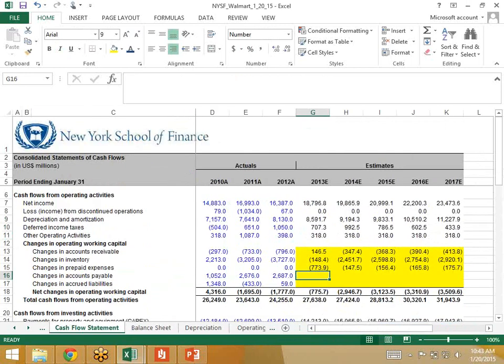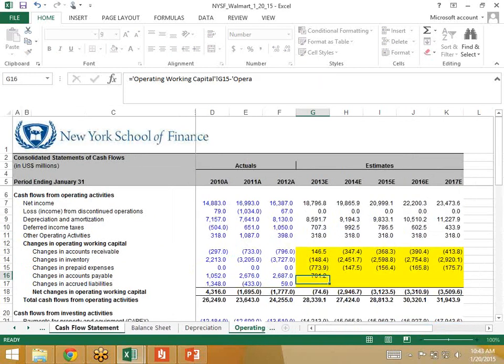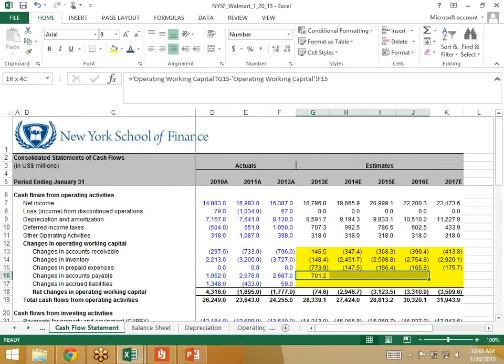So for changes in accounts payable, this is going to be equal to 2013 minus 2012. Not minus the change. It's the direct change because of the relationship between a liability and cash. If the liability is up, the cash is up.